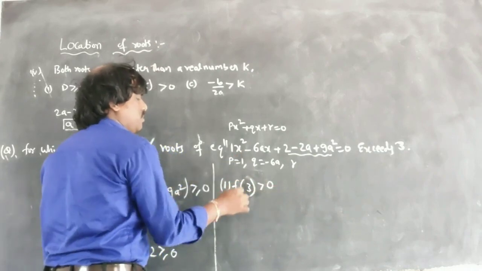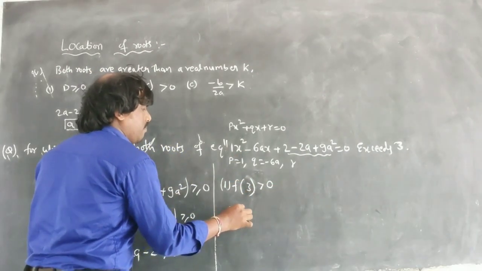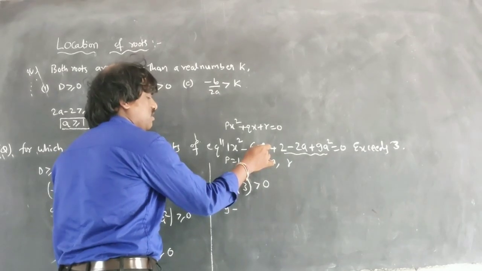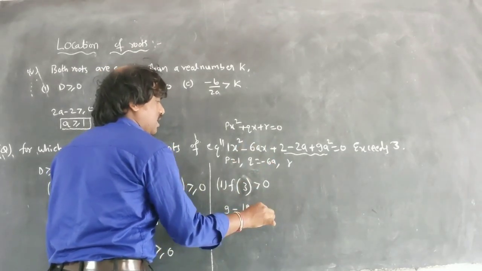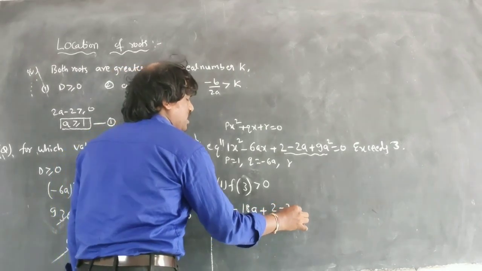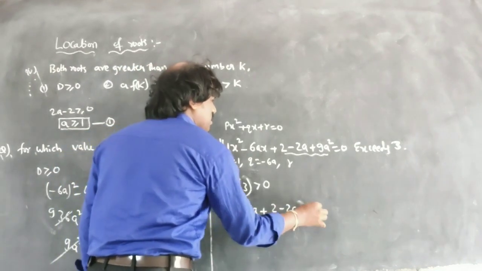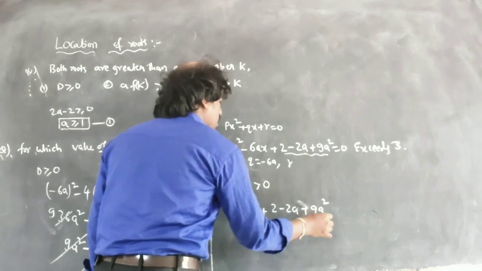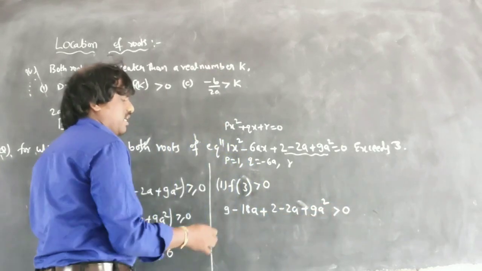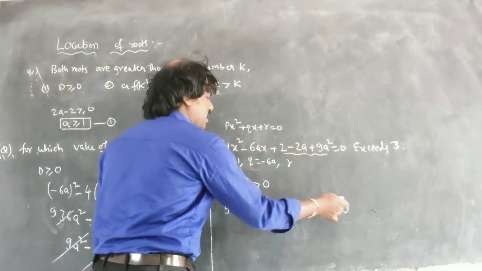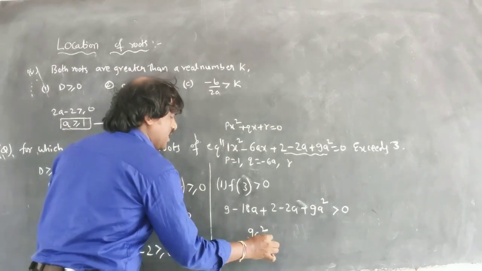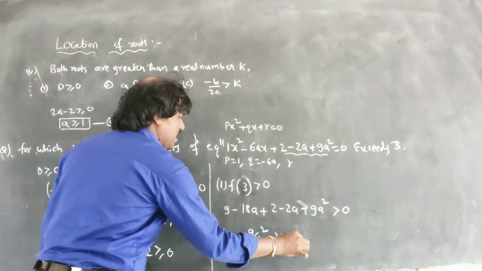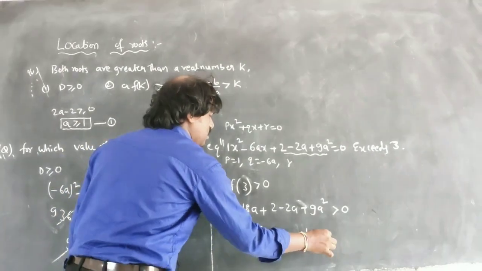F of 3 means 3 square is 9 minus, in the place of x it is 3, 3 6s are 18a plus 2 minus 2a, plus 9a square is greater than 0. We have to apply f of 3 in this and that should be greater than 0. So what I am getting here is 9a square minus 20a plus 11 greater than 0.